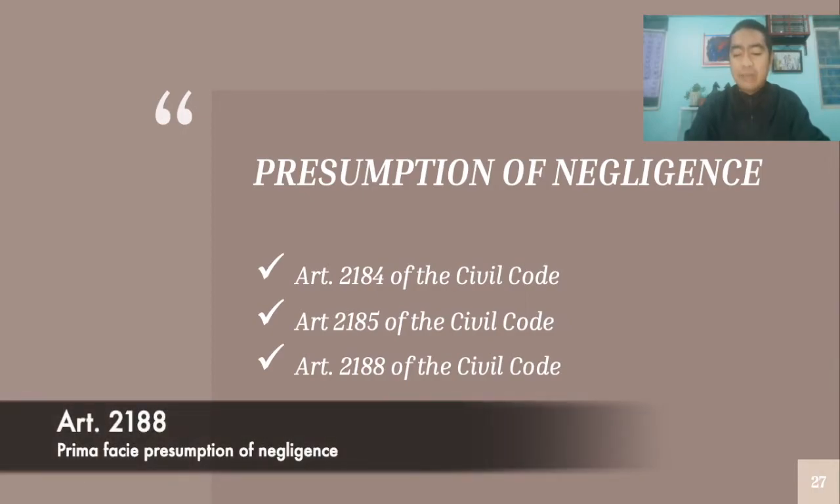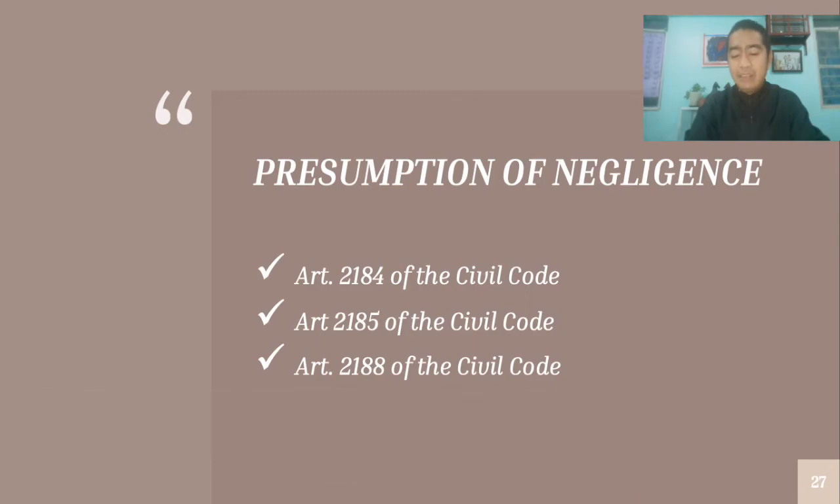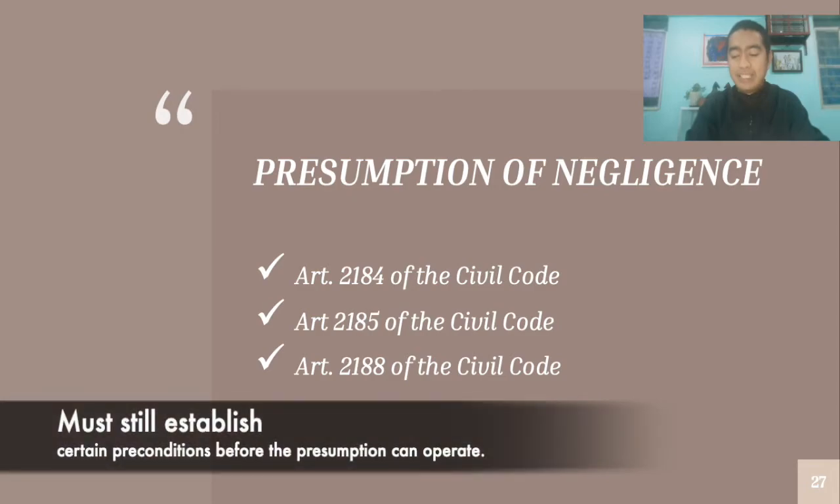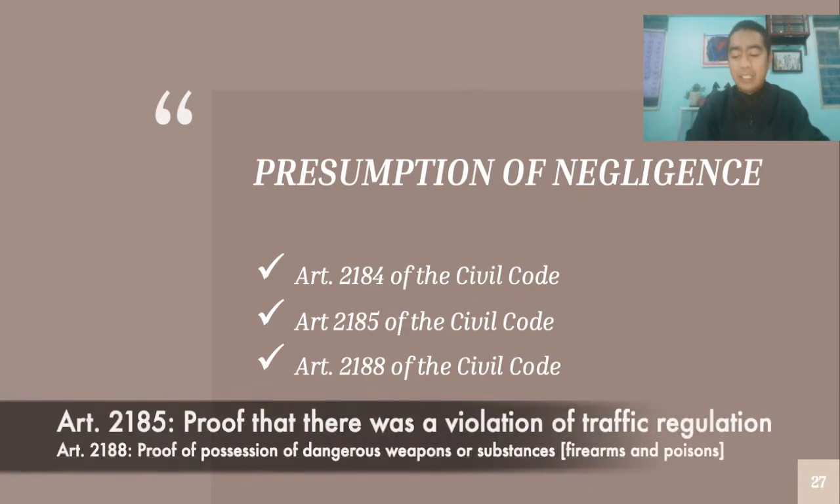In Article 2188 of the Civil Code, there is a prima facie presumption of negligence on the part of the defendant if the death or injury results from his possession of dangerous weapons or substances, such as firearms and poison, except when the possession or use thereof is indispensable in his occupation or business. It should be noted, however, that the party invoking such presumption must still establish certain preconditions before the presumption can operate. Thus, Article 2185 requires proof that there was a violation of traffic regulation, while Article 2188 requires proof of possession of dangerous weapons or substances.